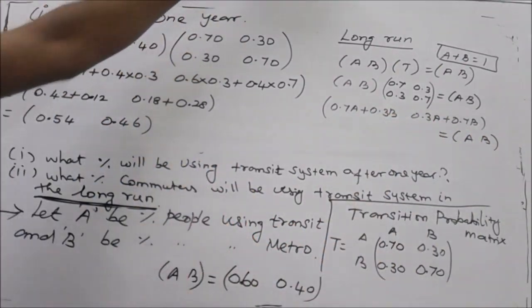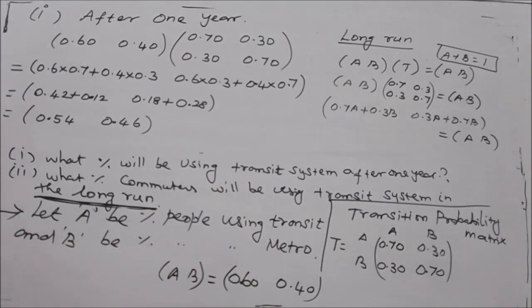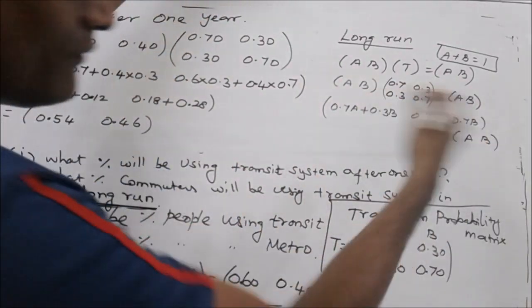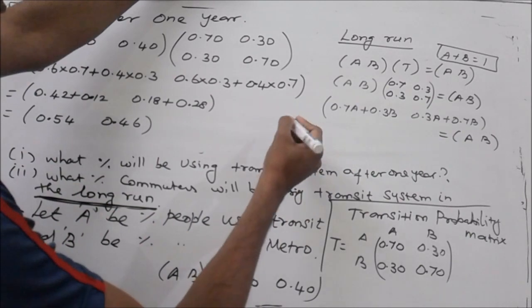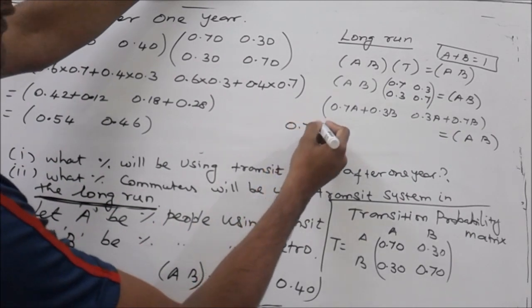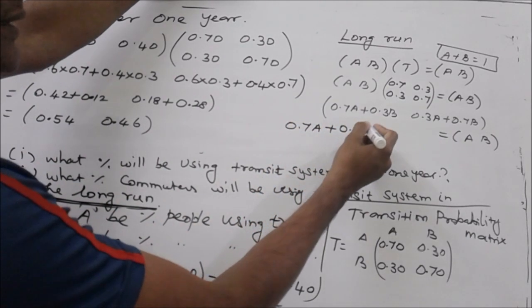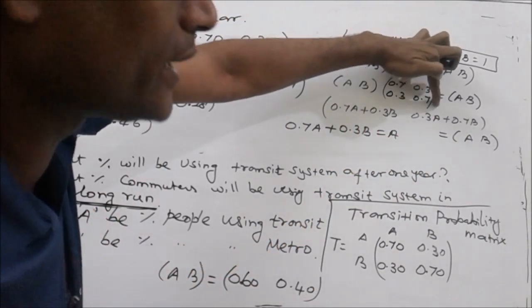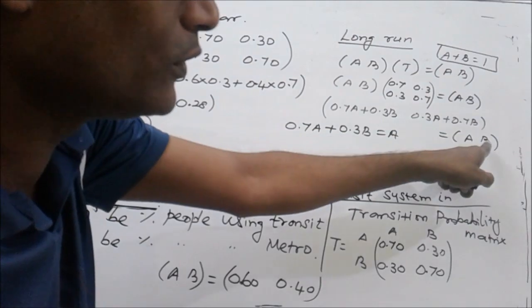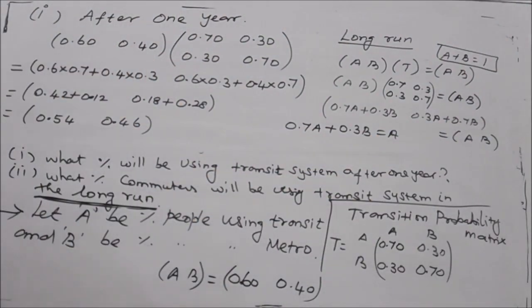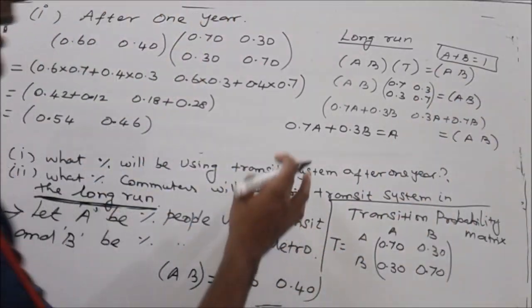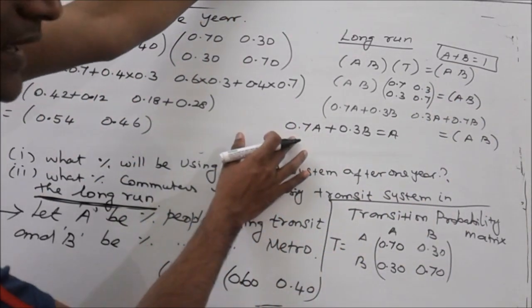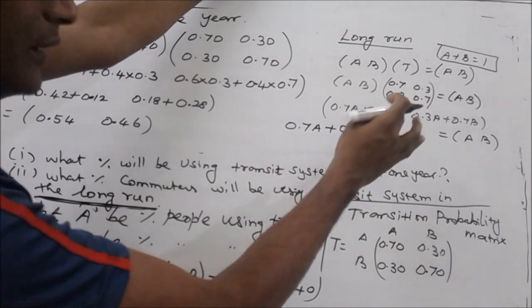These are equal matrices, just equating the corresponding elements. We can have 0.7a plus 0.3b equal to A. Another equation is available, 0.3a plus 0.7b equal to B. In this we have two values of B, but we need the value of A. So omit the second equation and take the first one, 0.7a plus 0.3b equal to A.